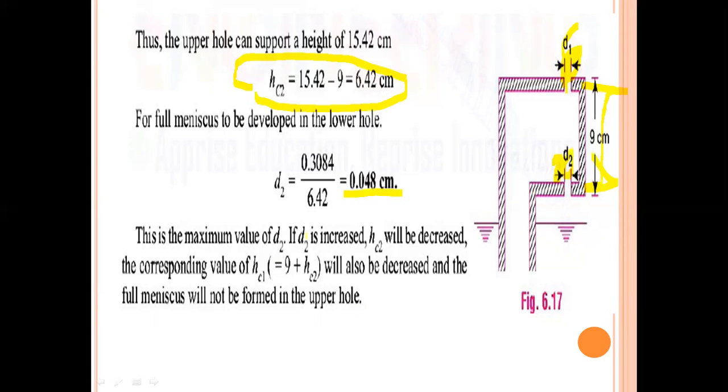This is the maximum diameter of d2. If d2 is increased, Hc2 will be decreased. The corresponding value of Hc1 equal to 9 plus Hc2 will also be decreased, so the full meniscus will be formed in the upper hole. Okay, clear? Here we calculated the Hc1 and Hc2 and diameter d2.